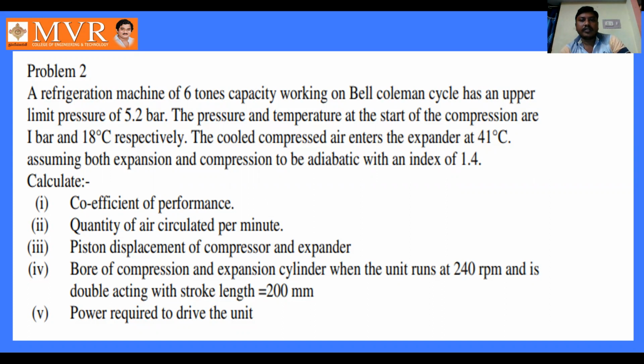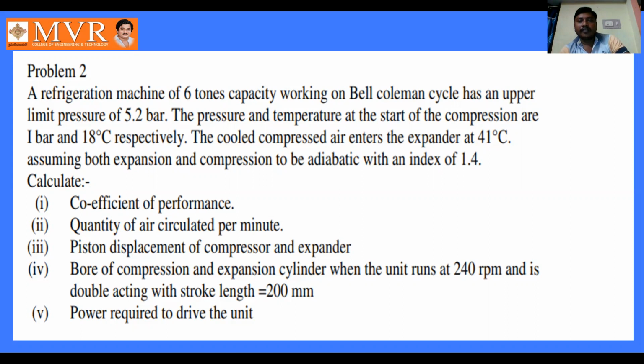It has some pressure limits, given as 5 to 5.2 bar. See, in the Bell-Coleman cycle, we have 4 processes: compression, cooling, expansion, and a heating process. The pressure and temperature at the start of compression are 1 bar and 18 degrees Celsius. See here, in the compression, when the air enters into the compressor, the pressure and temperature are given as 1 bar and 18 degrees Celsius.